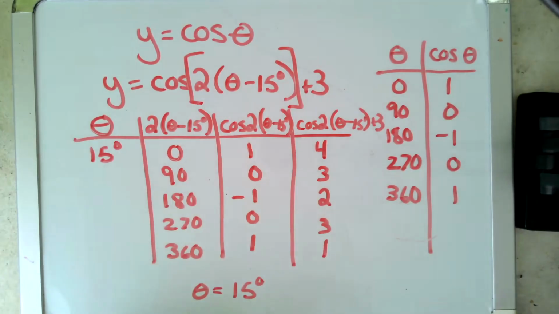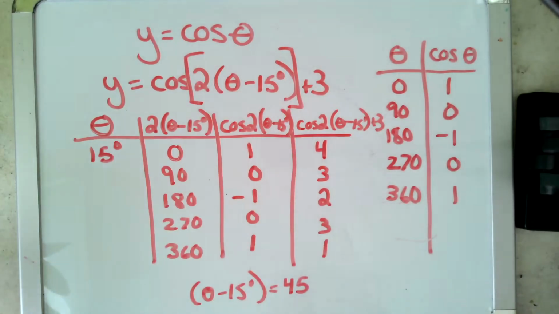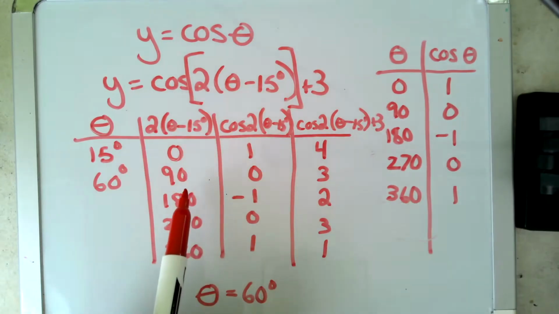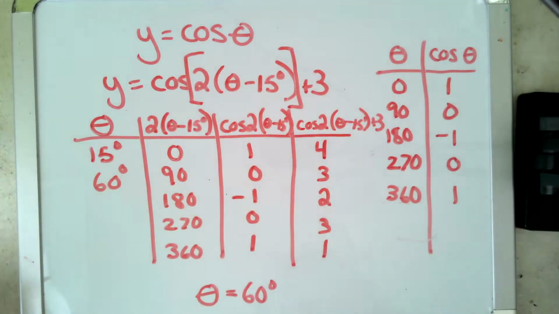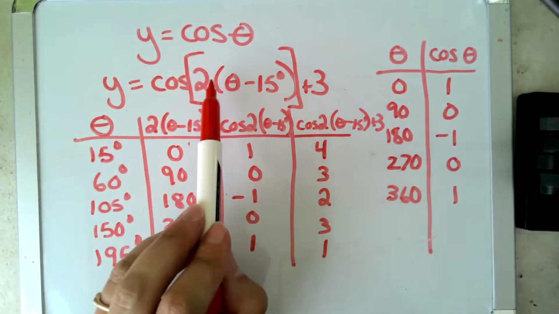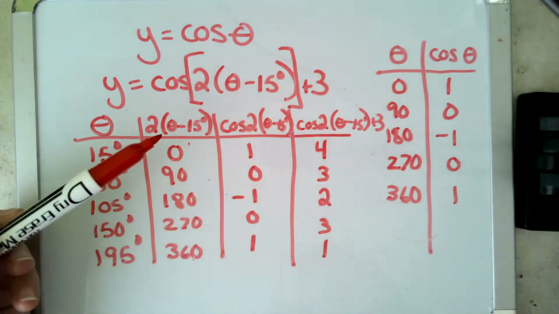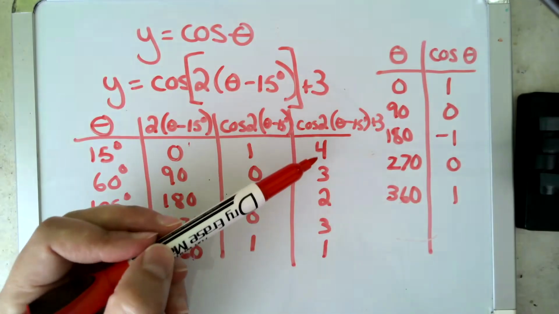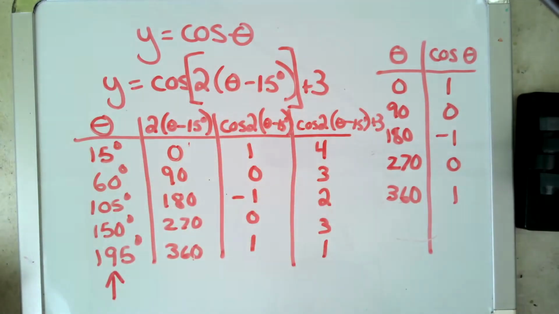And now I do it again to find out what my 90 degrees would be. So I divide by 2, get 45, add 15 to both sides, and find that if I input 60 as theta, I wind up with a 90, and so on and so forth. And that creates 0 through 360 degrees as my inputs. When I take the cosine of those inputs, I get these standard outputs, but then finally I add 3 to them all. So that's my theta column. That's my cosine of 2 times theta minus 15 degrees, all plus 3 column, and that's what I'll be graphing.